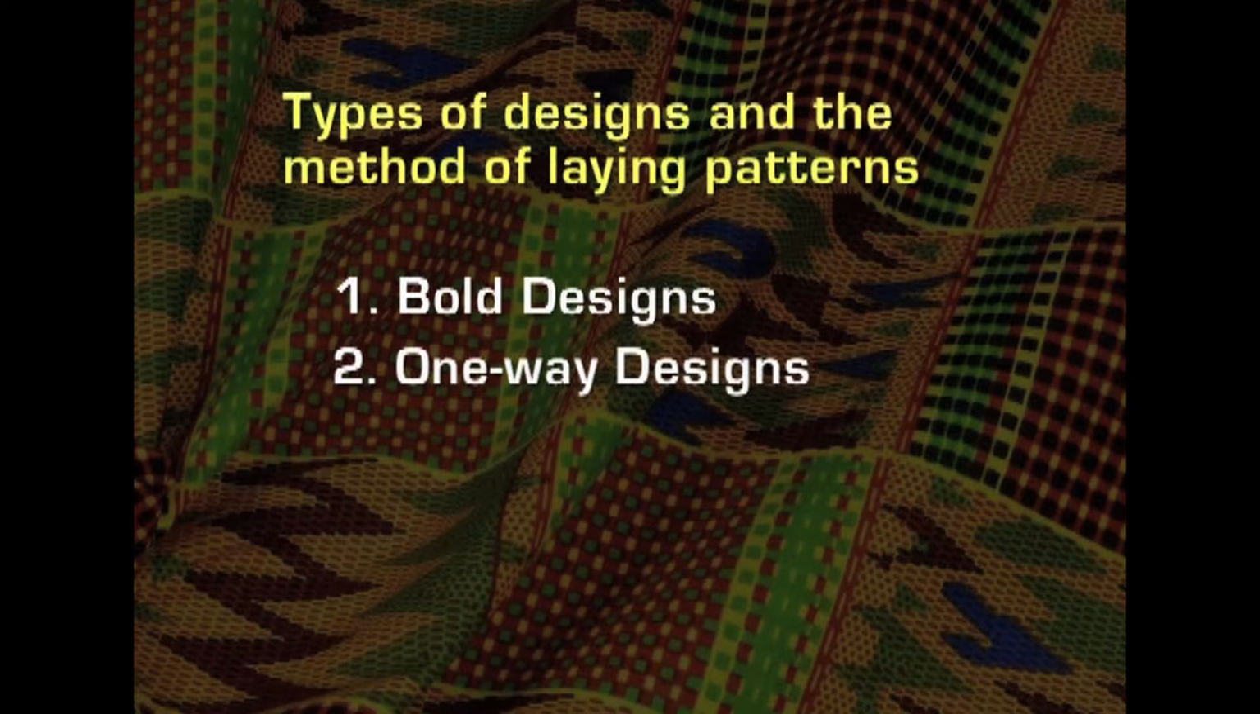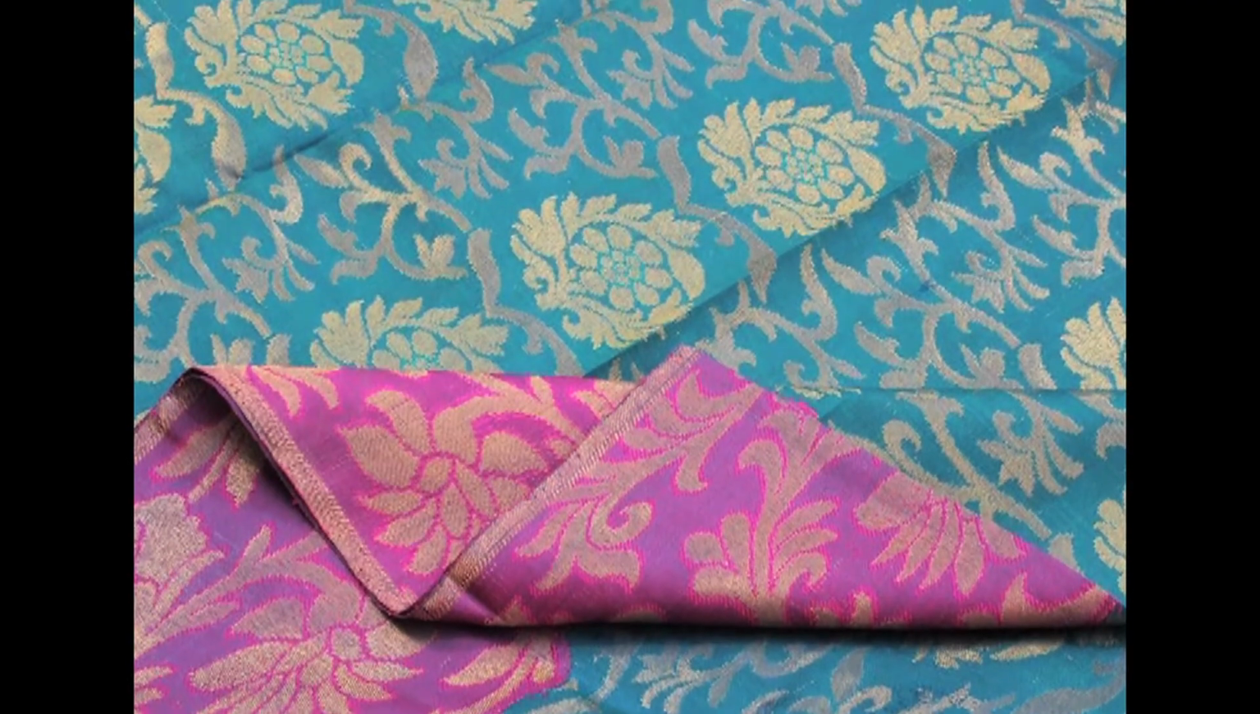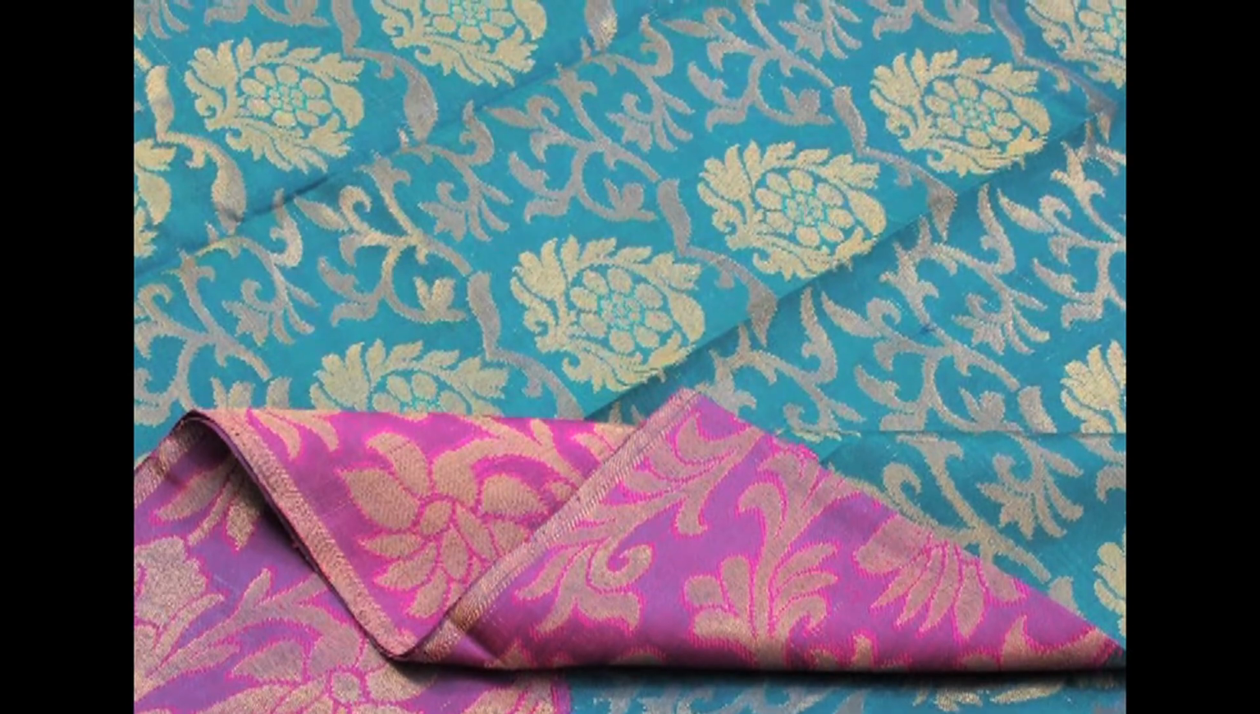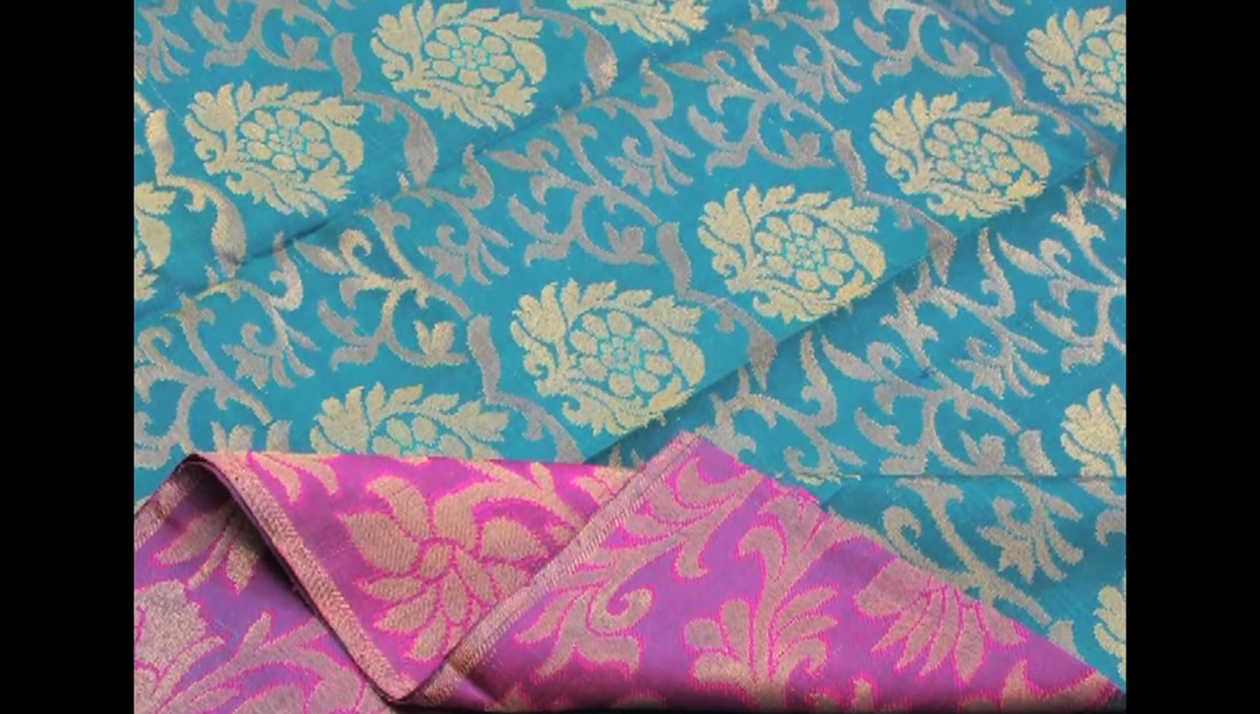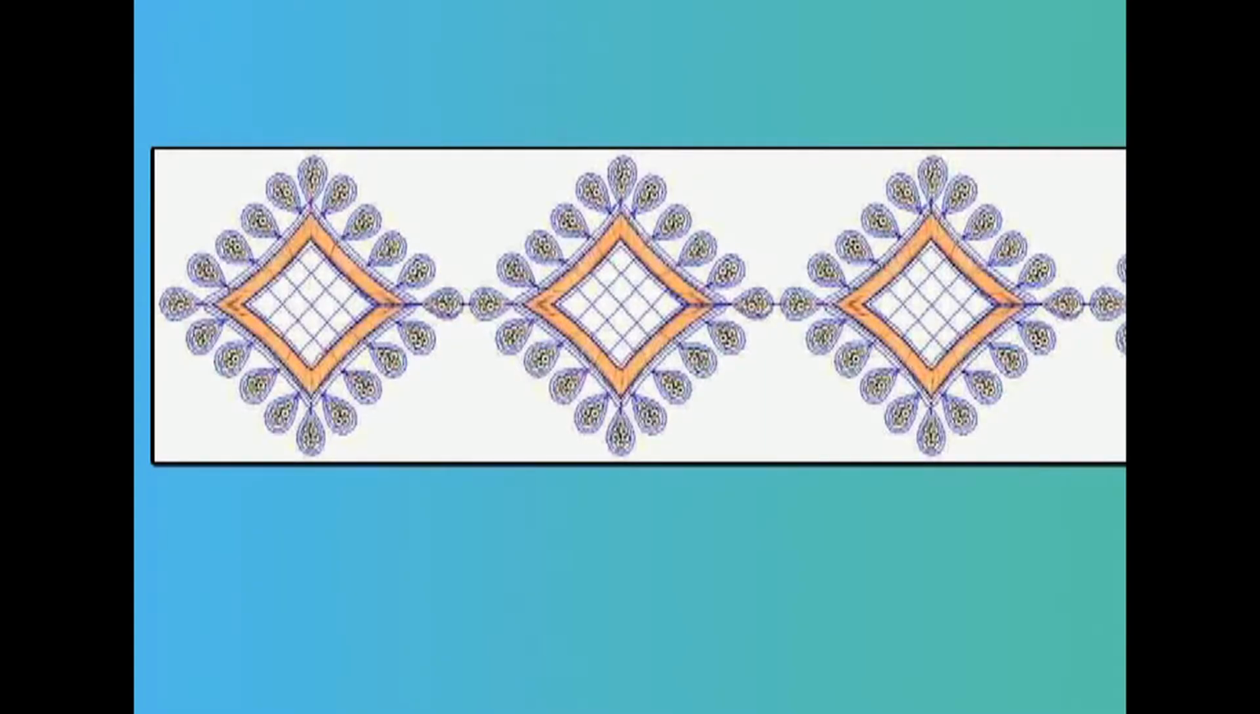Coming to the one-way designs. One-way designs can be printed or woven. Designs go in one direction. For example, a group of flowers on a creeper can be woven from selvage to selvage in a lengthwise direction, or a group of geometrical designs can be printed.